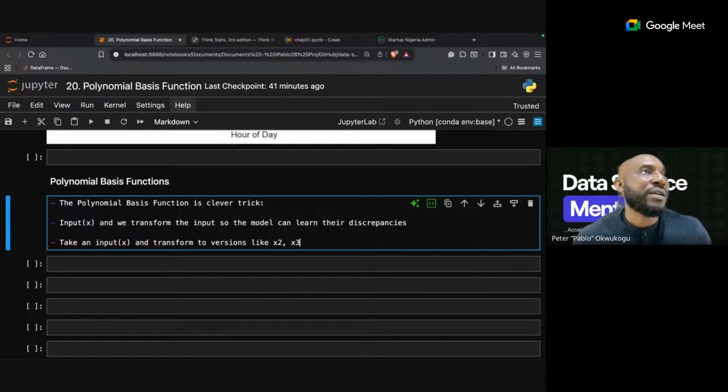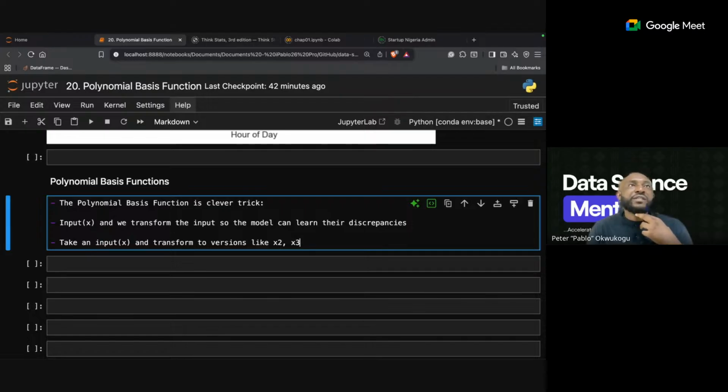Now, one way to look at this is to think about a situation. Say we're looking at the speed of a car versus fuel efficiency.